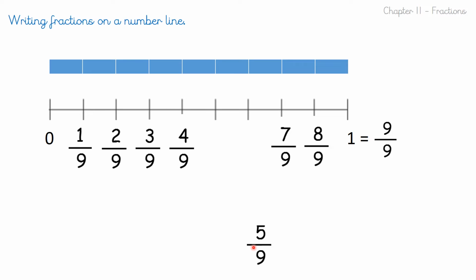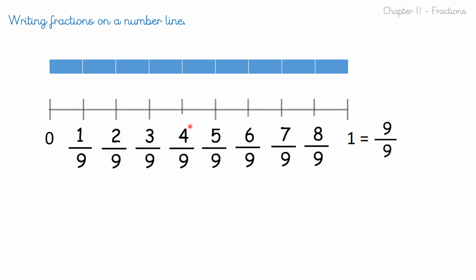Where will you go? Correct! After 4 nines. We can check again. 0, 1, 2, 3, 4, 5 nines. 5 parts out of 9. And the last one will be 6 nines.